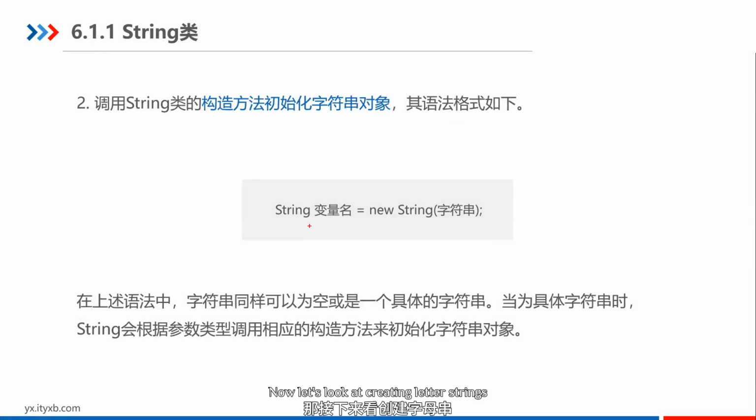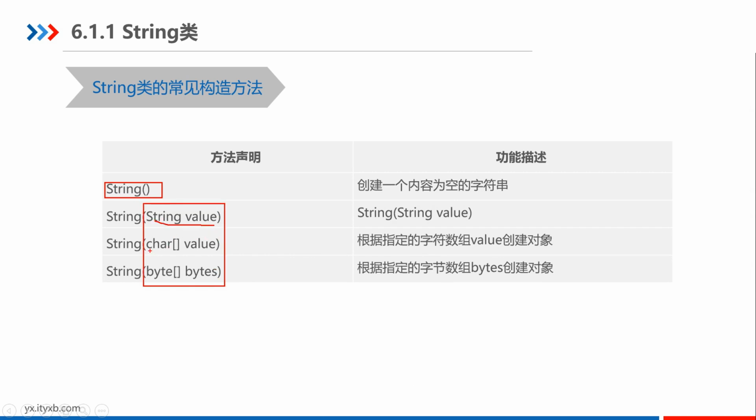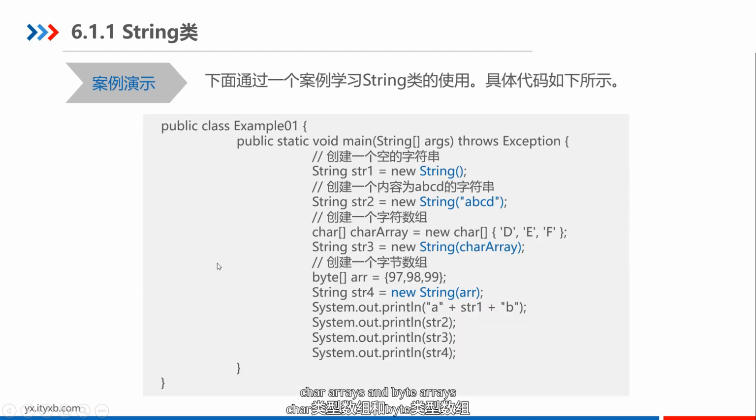Now let's look at creating strings, besides assigning directly as a string constant. You can also do this by creating string objects. So next, let's look at some of its constructors. We can do this with a no-argument constructor. It can also be constructed with parameters. A string argument can be passed. It can also be passed char arrays and byte arrays. So what's next? Let's go through a program to simulate the different ways of constructing.